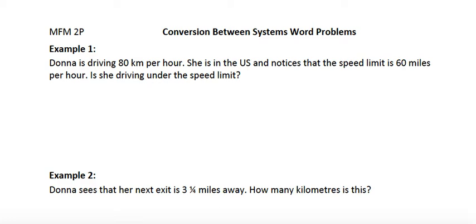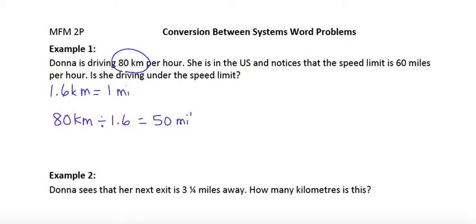So if we refer back to our chart that includes the conversion factors between our metric and imperial systems, we look at the conversion that uses 1.6 kilometers is the same as 1 mile. And because we are moving from a metric unit, so 80 kilometers, to an imperial unit, we want to divide by our conversion factor of 1.6. And when we do that calculation, we get 50 miles.